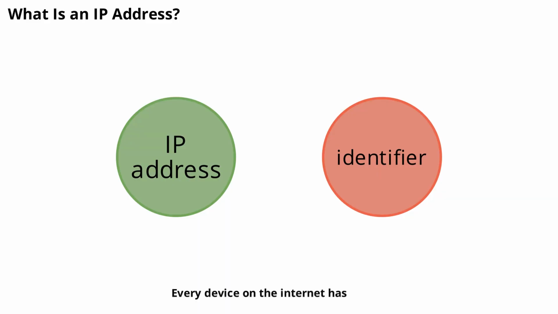Every device on the internet has a unique identifier called an IP address. Think of it like a home address for your device, allowing data to find its way to the right destination. There are two main types, IPv4 and IPv6. While IPv4 is most common, IPv6 is becoming more important as the number of connected devices grows. Without IP addresses, the internet wouldn't know where to send your emails, videos, or web pages.